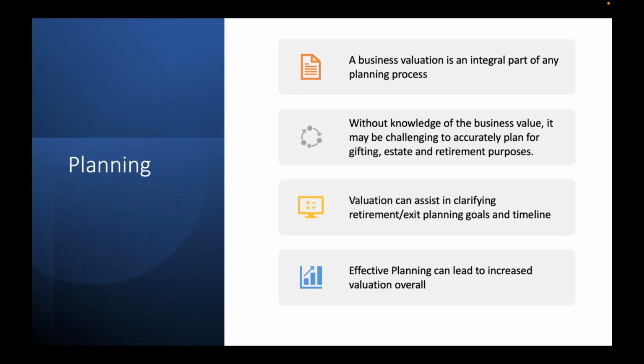So as far as planning goes, it's estimated that on average 75% or more of business owners' wealth is tied to their business. However, most business owners don't know what their business is actually worth. So this creates an obvious concern when you're trying to plan for any future needs. Planning and business valuation really go hand in hand. It'd be very hard for an advisor or an owner to have an effective planning process in place without at least a feel for what the business is worth.